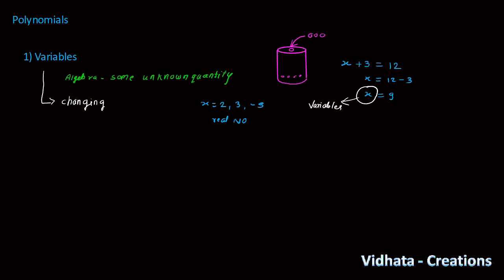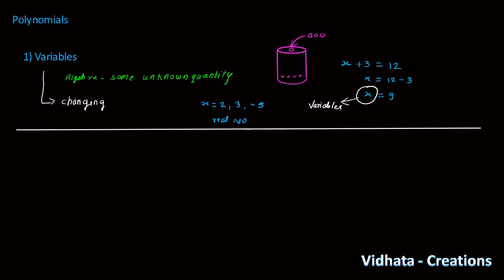Now let's study our second concept, understanding what exactly polynomials are. Now, it is meant by algebraic expressions. See, in case of variables, generally we use x, y, and z. These alphabets we use. Now, what is meant by algebraic expressions?